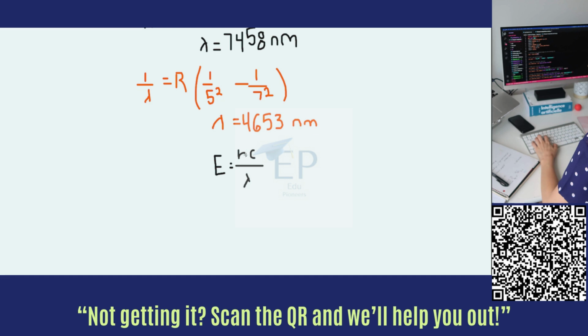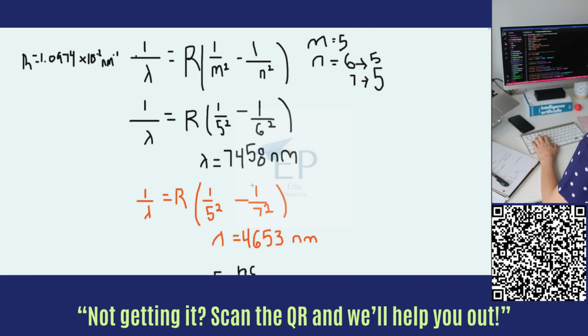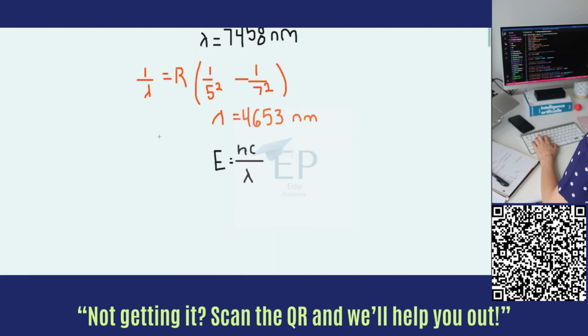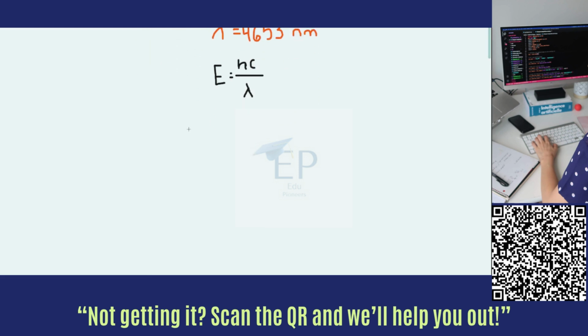All right, now that we have our wavelengths, we can use the equation E equals hc over wavelength. So we know that h is Planck's constant and c is the speed of light, and then we just solve for the wavelength. So let's give it a try for 6 dropping to 5. So we know the wavelength is 7,458. So let's say E is equal to Planck's constant, which is 6.6 times 10 to the negative 34th. I'm going to leave out my units just for time's sake, but you should always include your units. And then we know that the speed of light is 3 times 10 to the 8th.